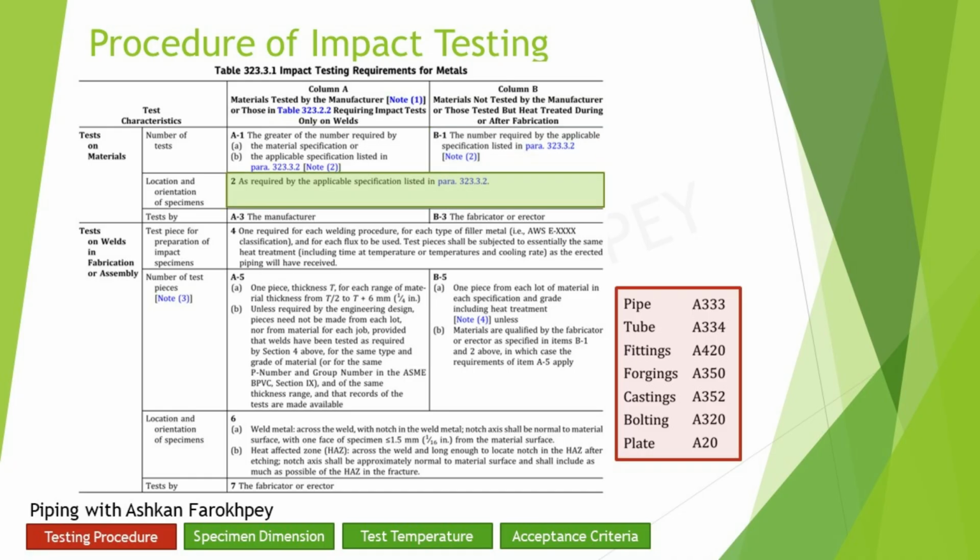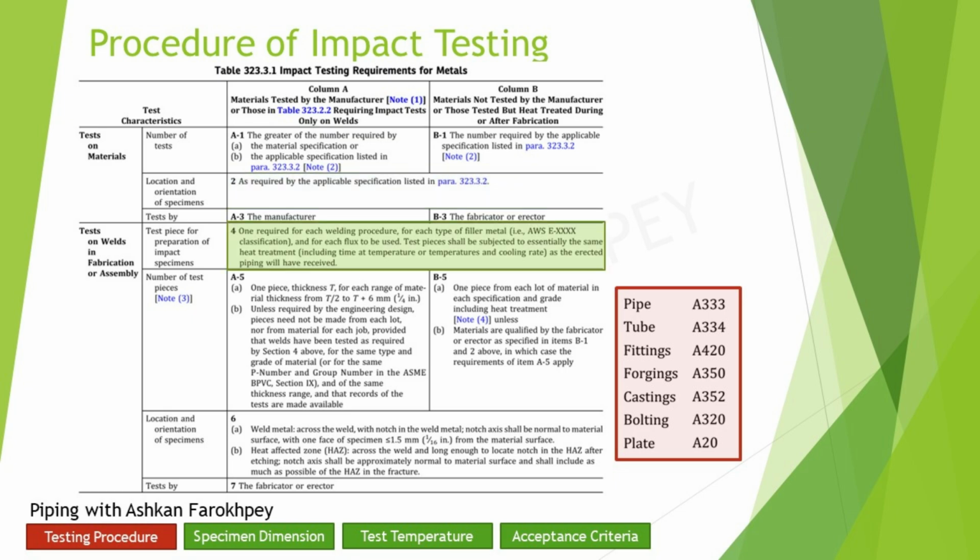Box B2 of the table tells us that if your case is any of column A or B, for the base material testing, your sample must be tested based on the orientations and locations specified in the specifications listed in the red box on the right.